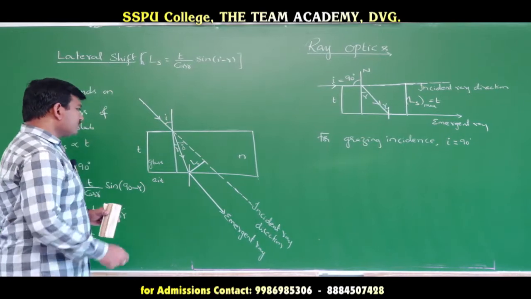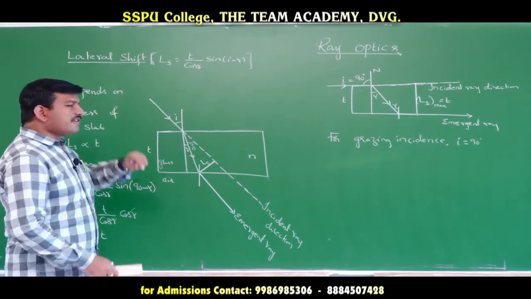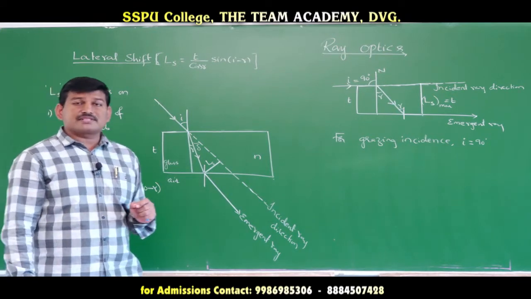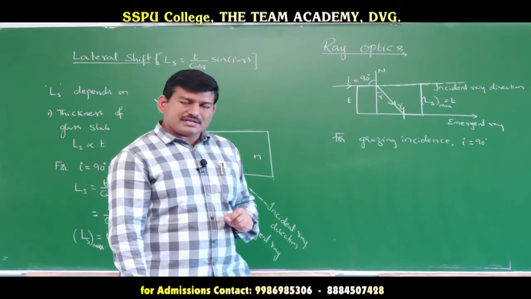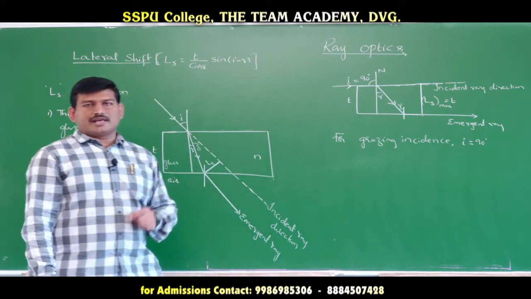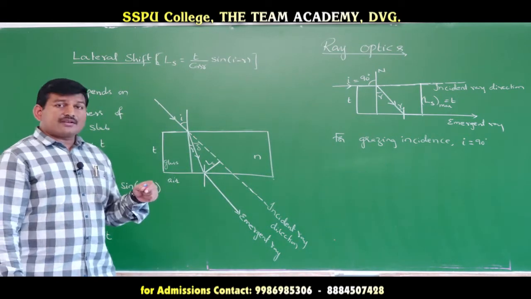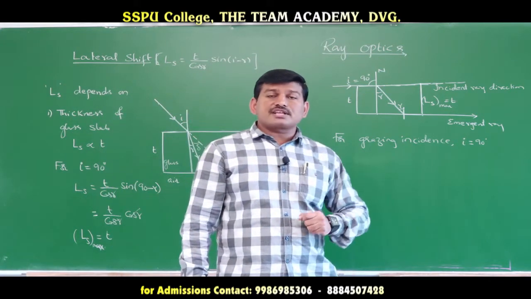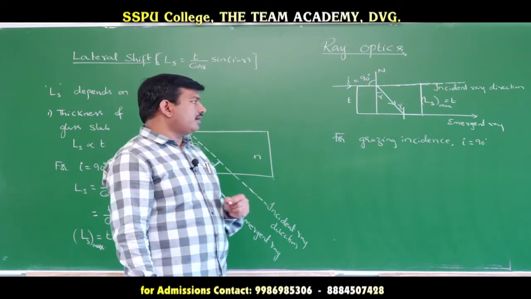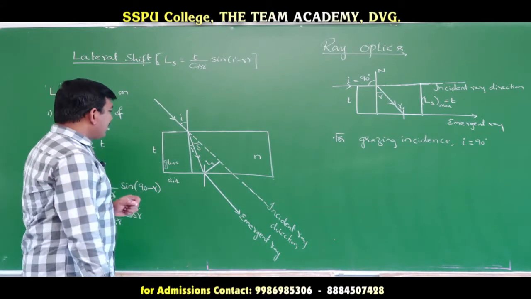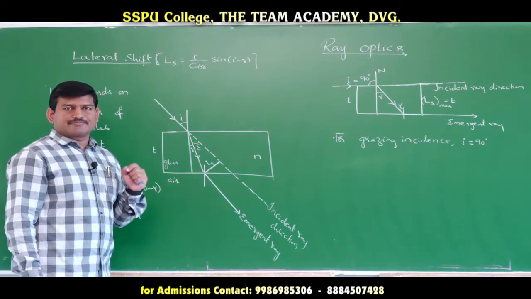Okay. Now, is the lateral shift going to depend upon the color of the light, that means the wavelength of incident light? Yes, the lateral shift is going to depend upon the color of the light. Then for which color is lateral shift more and for which color is lateral shift less? This is an important theoretical question that they will be asking in the board examination. Lateral shift is more for which color is the question.